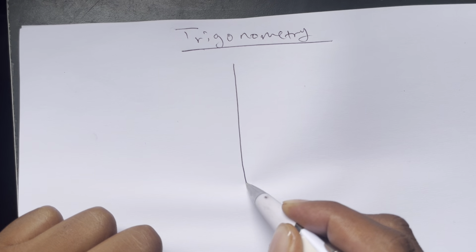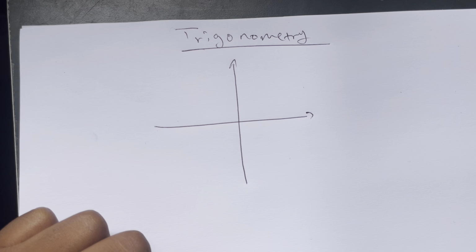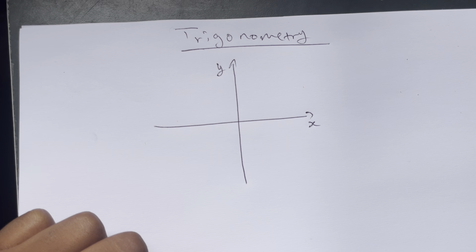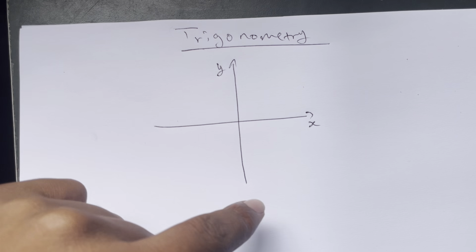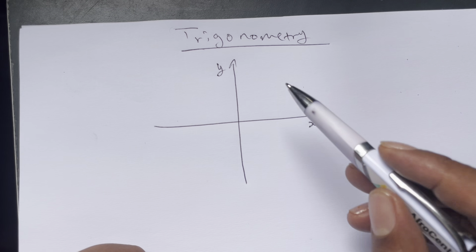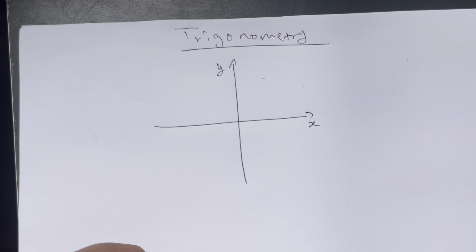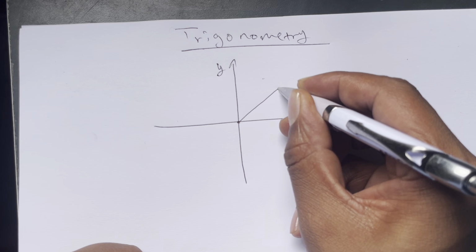All right, so we are going to start with a Cartesian plane. You have something like this, where you have x and y. This is the idea of dividing a circle into 4 equal parts. If you divide a circle into 4 equal parts, you're going to have the first quarter, second quarter, third, and fourth.